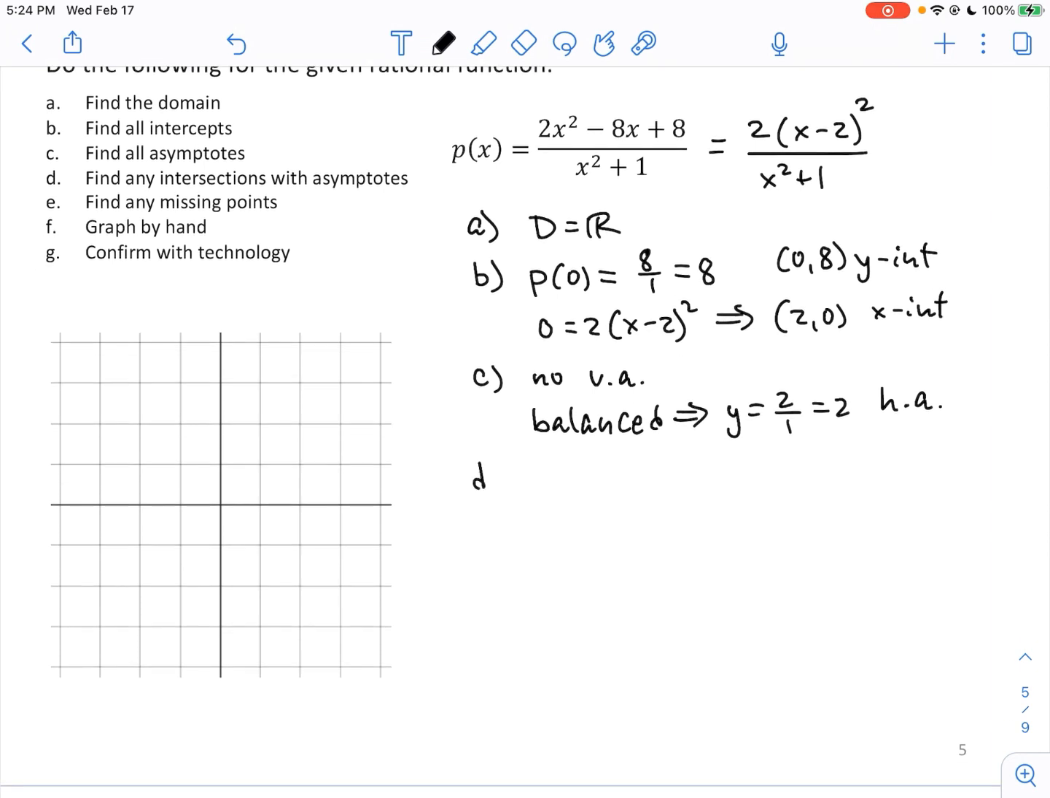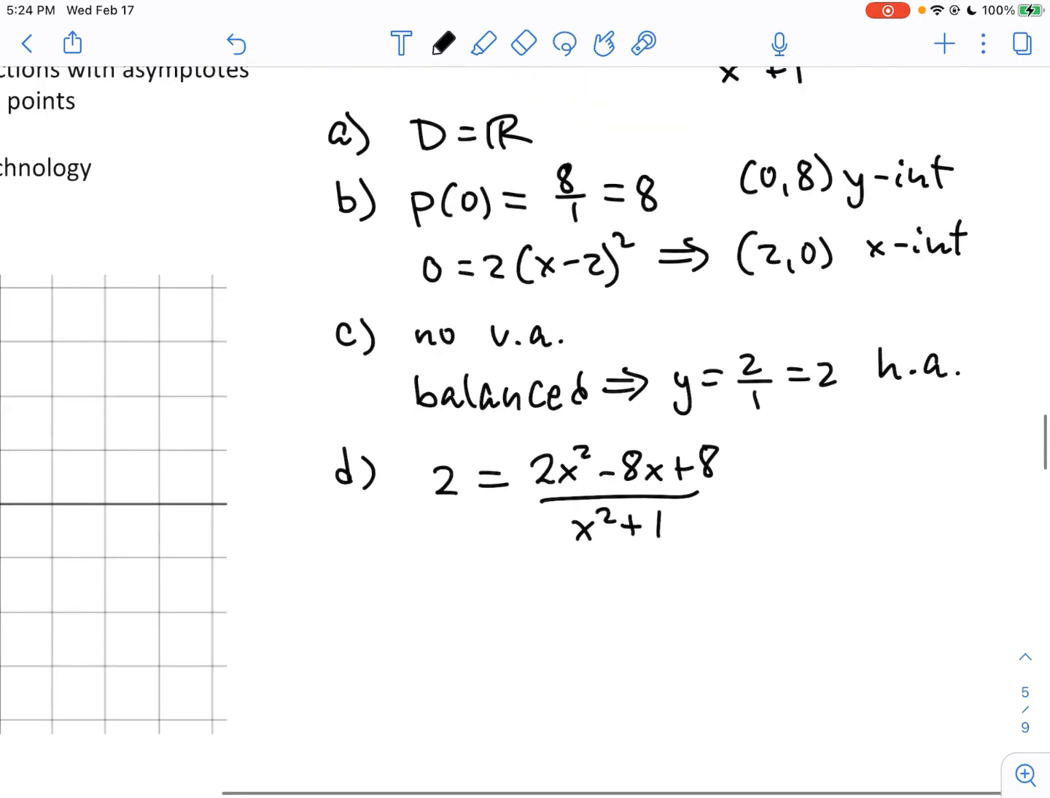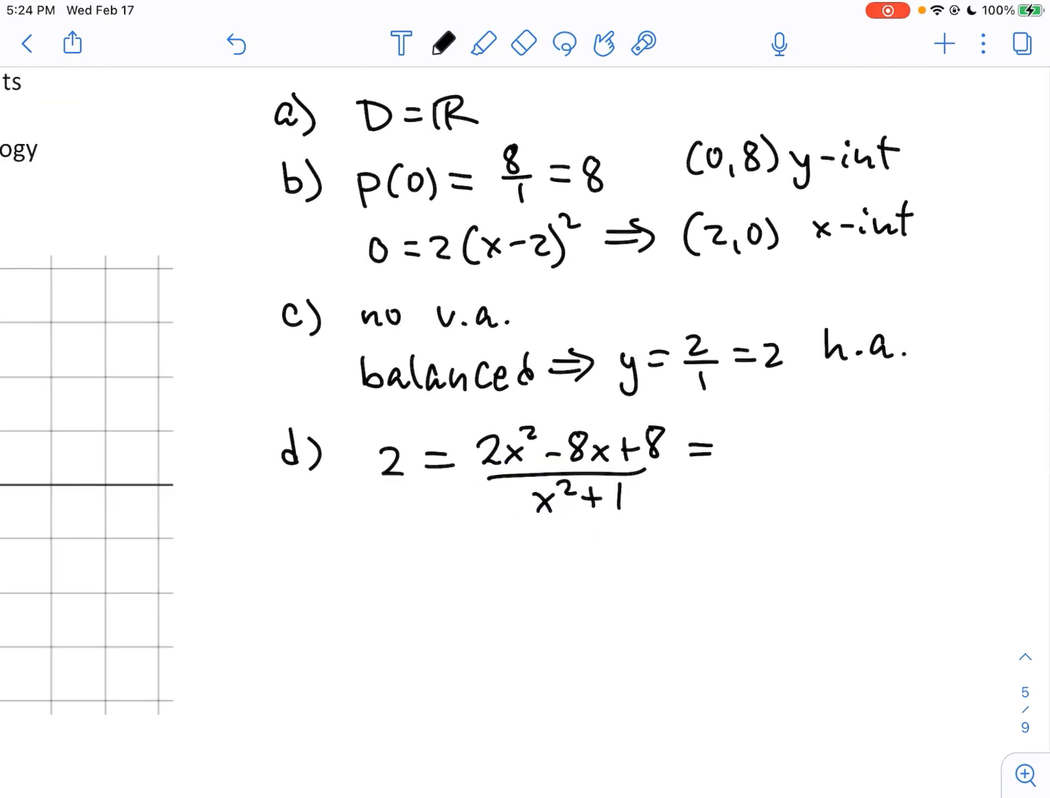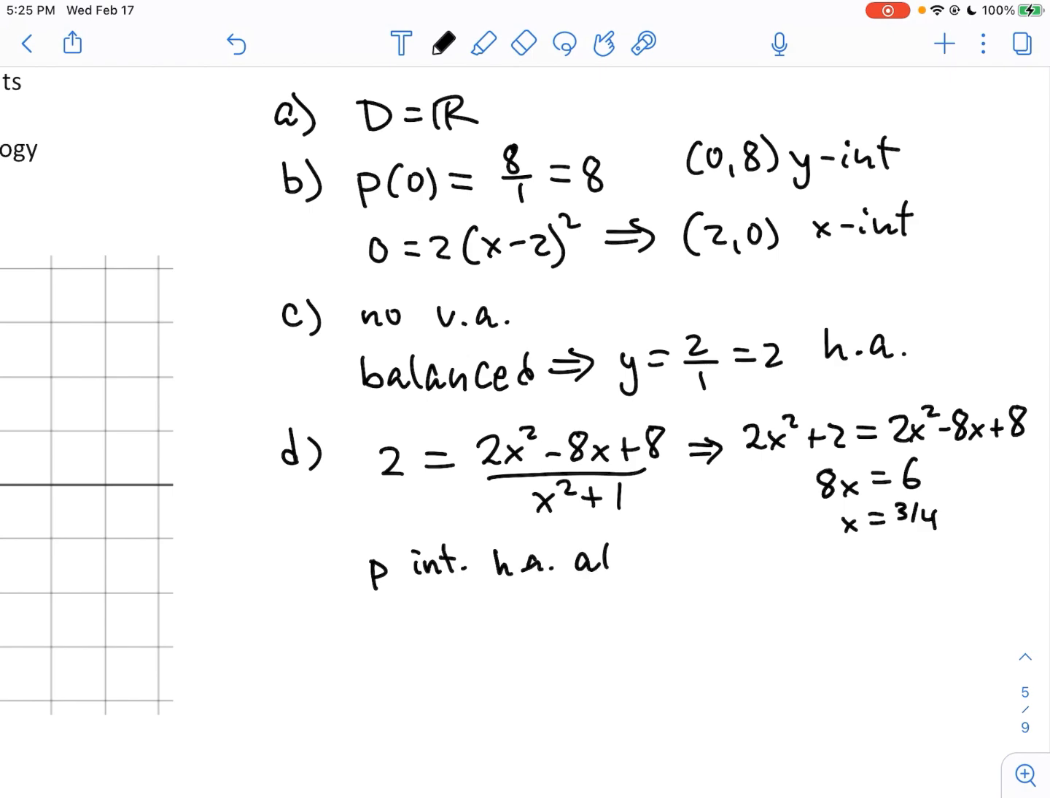Find intersections with the asymptotes. This is where we have to do a little bit of work. I'm going to take the horizontal asymptote, which is 2, and set it equal to the function, and then solve this equation for x. I'm going to begin by multiplying that to this side over here. So that gives me 2x squared plus 2 is equal to 2x squared minus 8x plus 8. The 2x squares will cancel each other. I'm going to add 8x to this side and subtract 2 from the other side and then divide. So we get 3/4. So we know that the graph of P intersects the horizontal asymptote at the point (3/4, 2).